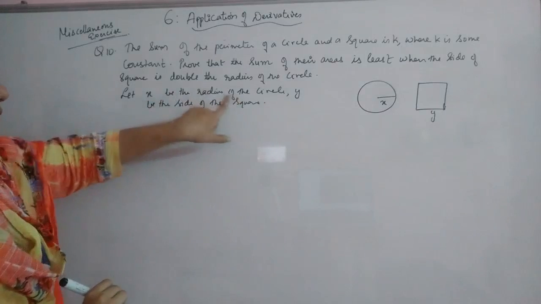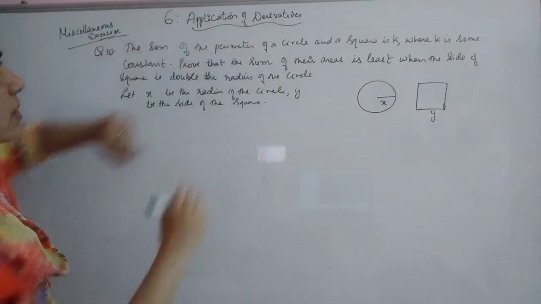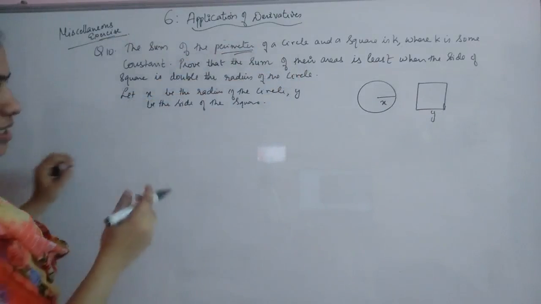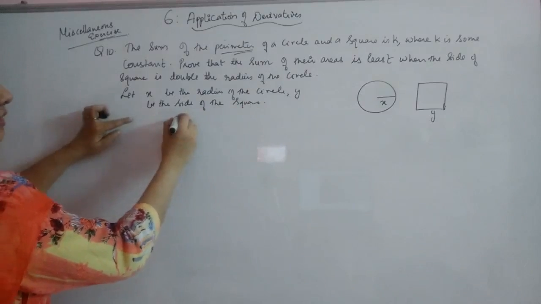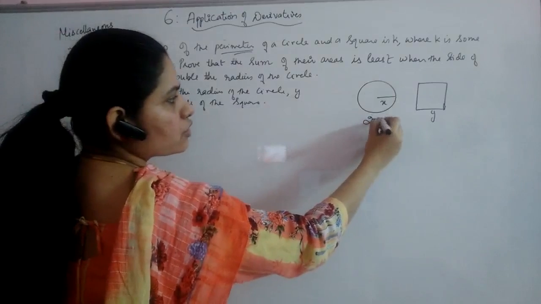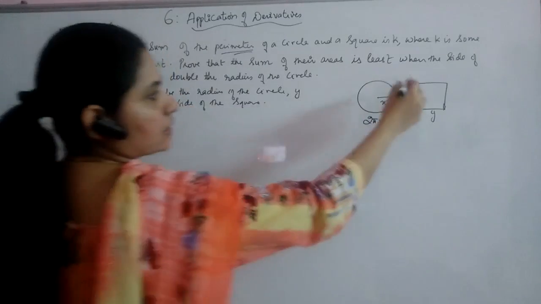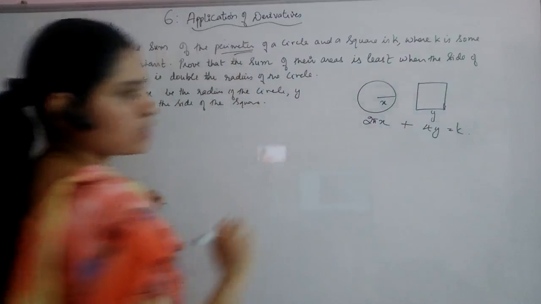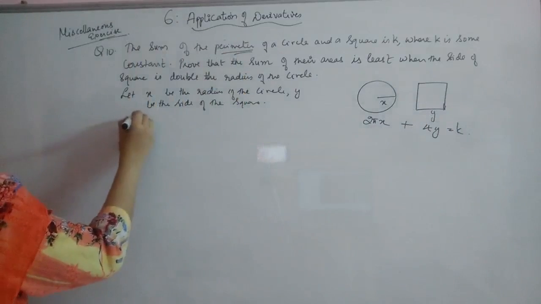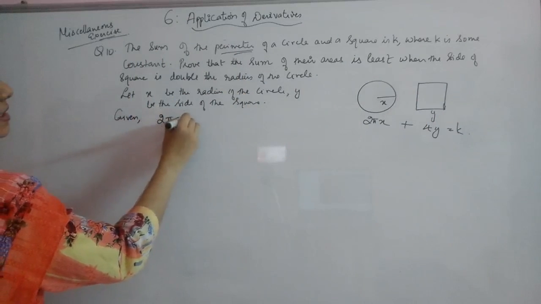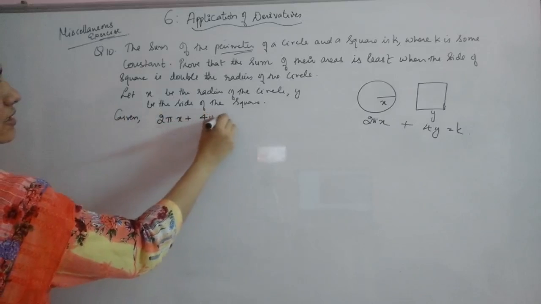So when you take the variables, now we can write the perimeter. What is given? The sum is given to be k, a constant. So what will be the perimeter? 2 pi r, no? So here you will get 2 pi x. And here you will have 4a, so here it is 4y. So this is giving you a constant. So the perimeter is a constant, that is given: 2 pi x plus 4y is equal to k.